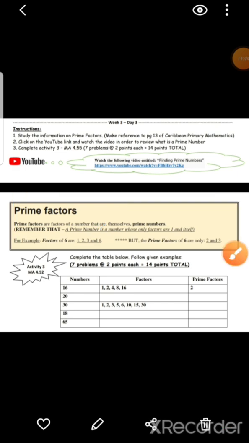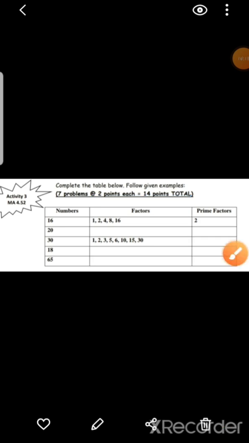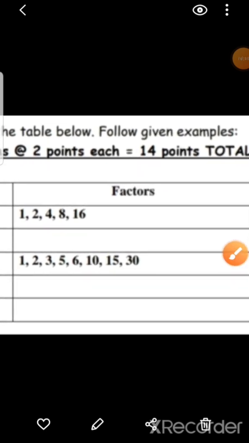So, to complete the activity here at the bottom, you need to go ahead and list the factors for each of these numbers. The factors of 16 have been done for you right here. You need to list the factors of 20 here. 30 has been given to you. 18, you have to list the factors of 18, and you need to list the factors of 65. Once you have listed all the factors, boys and girls, you need to study the numbers that you have gotten there.